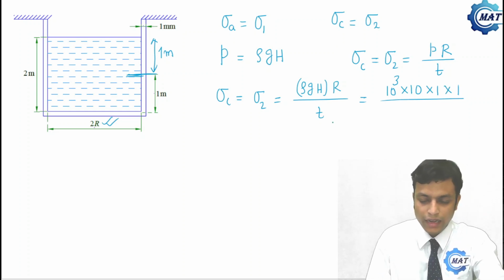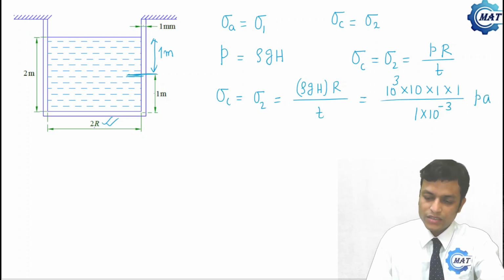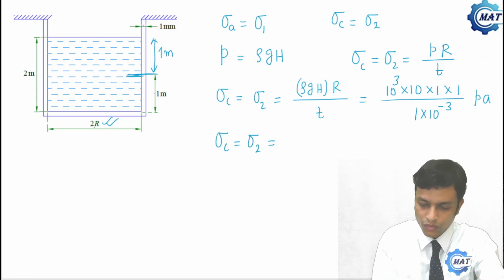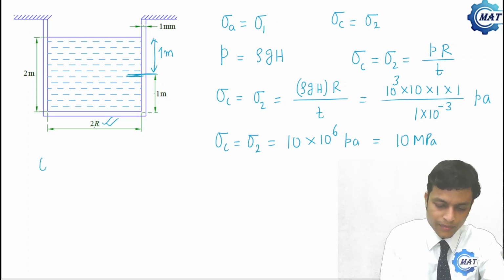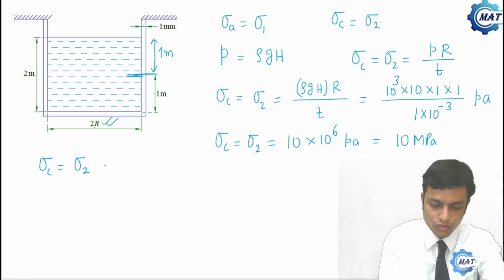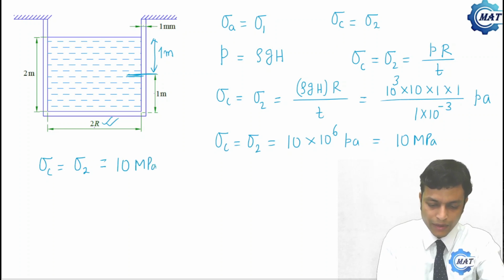And T is in millimeter, so we have to convert it into meter. That is 1 into 10 to the power minus 3 meter. So all are in SI unit, so the stress unit will be Pascal. So sigma C, which is sigma 2, is equal to 10 into 10 to the power 6 Pa, that is 10 MPa. So we have determined the value of sigma 2, that is hoop stress or circumferential stress, is 10 MPa.